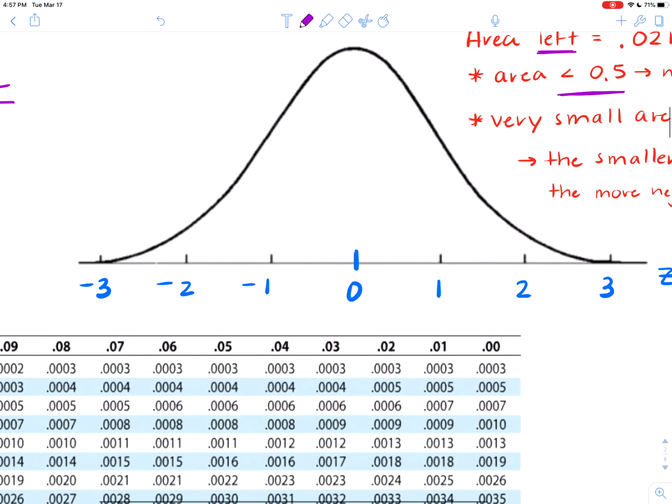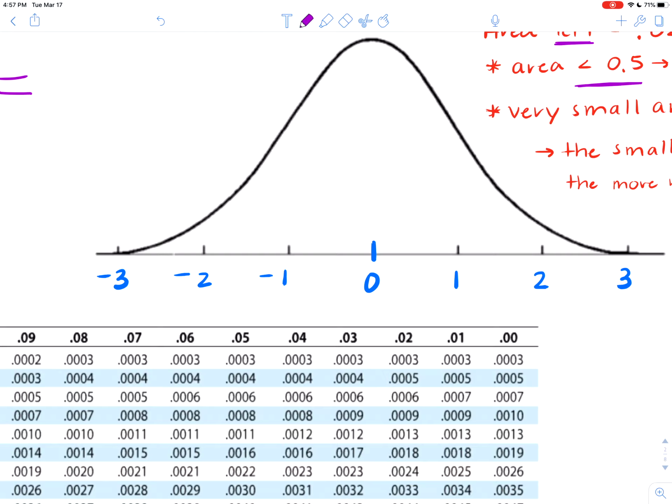So in my graph, this would be a z-score pretty far down here on the negative end of the curve. Now z I don't know, that's why I just labeled it z, because I'm trying to find it. What I'm given is the area to the left, this little small region right here, which was given as 0.0217.